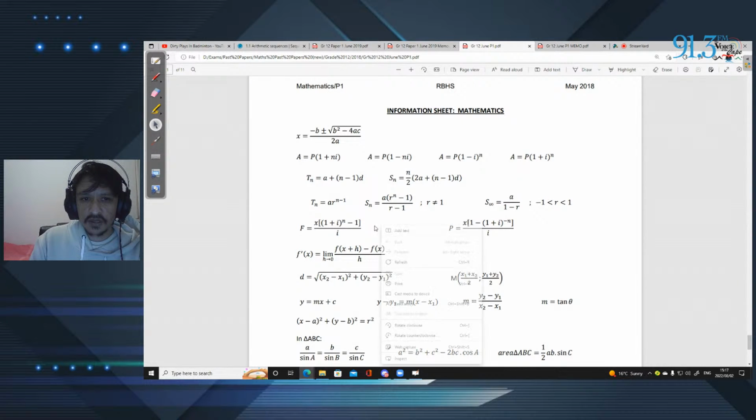And we can see this also with a geometric sequence. Look how similar ar to the power of n minus 1 is with a bracket r to the n minus 1. So it's not the same thing, but it's quite similar, right? And that's why these two go together.